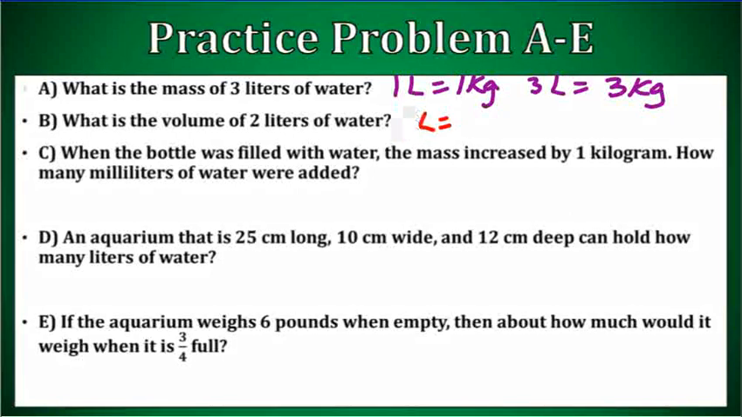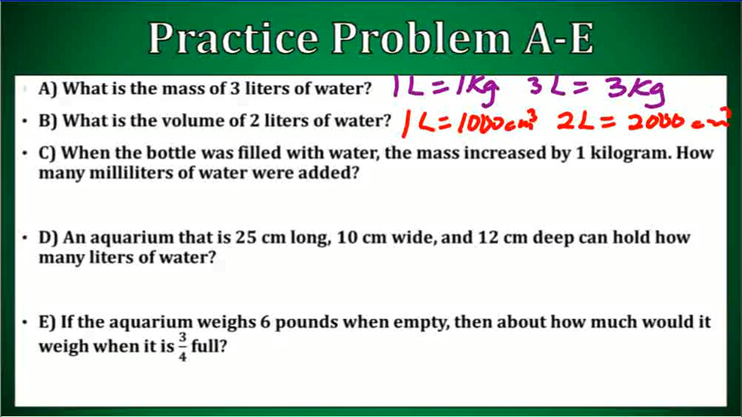Well, if we go back to their conversions, 1 liter is the same as 1,000 cubic centimeters. So 1,000 cubic centimeters is the same as 1 liter. We have 2 liters, so that would be the same thing as 2,000 cubic centimeters.